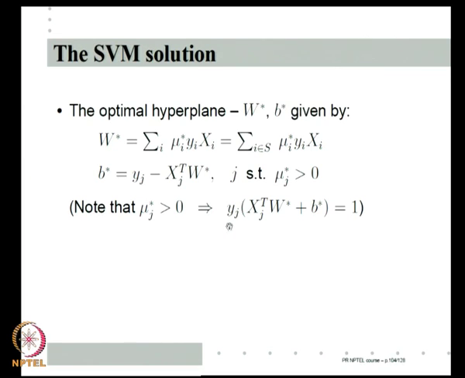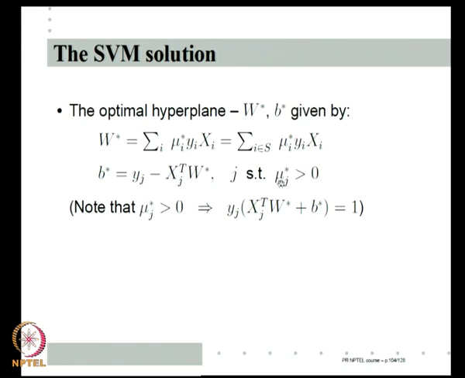for every j, mu_j star times (y_j into (x_j transpose w star plus b star) minus 1) is 0. So, if there is any j such that mu_j star is greater than 0, then y_j into (x_j transpose w star plus b star) should be equal to 1. If I multiply both sides by y_j and take this term on that side, I get b star is equal to y_j minus x_j transpose w star, for any j such that mu_j star is greater than 0.